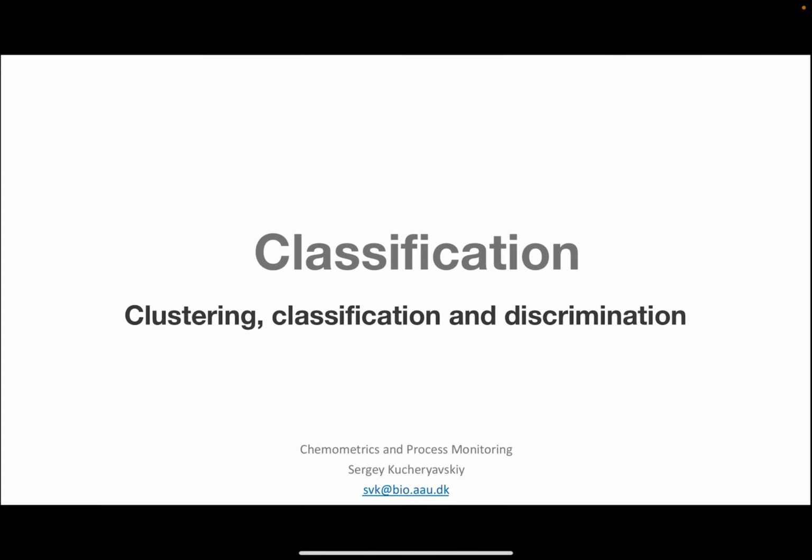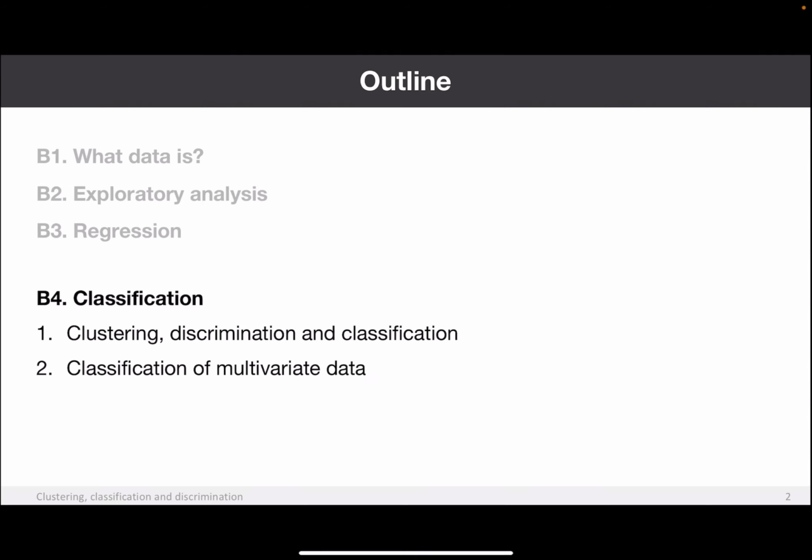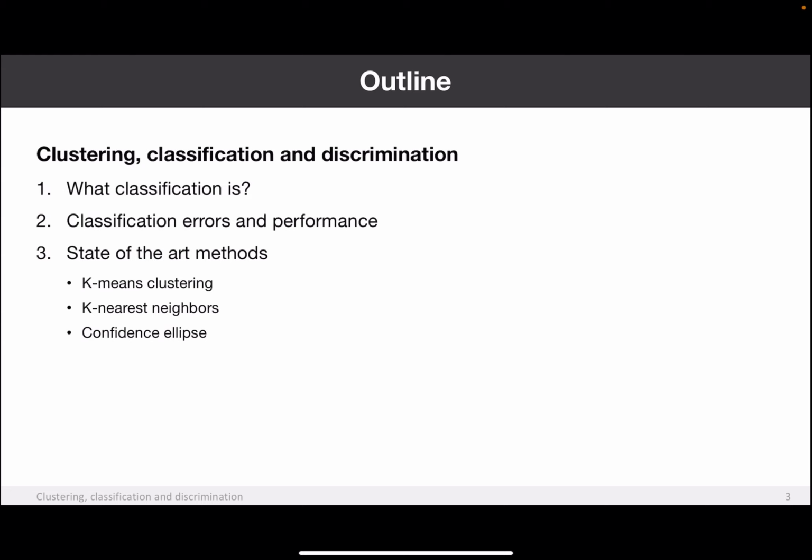So welcome to block number 4, which will be devoted to classification and all the related topics. In contrast to the previous 3 blocks, it has only 2 learning sequences. In the first learning sequence, we are going to talk about some basic things, what classification is, what kinds of classification exist, and so on, how to evaluate classification models. And we will also consider several state-of-the-art classification methods. And in the second learning sequence, we are going to talk about how to use projection-based methods for classification.